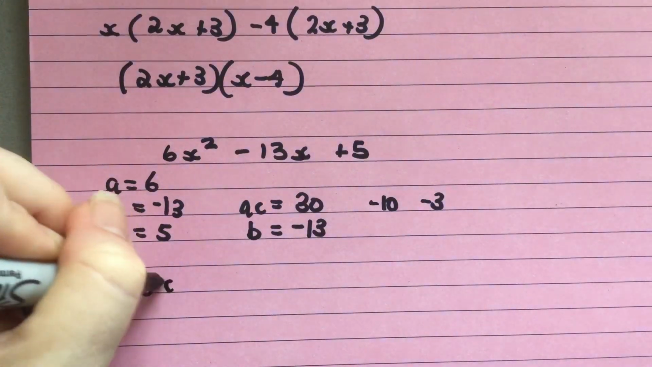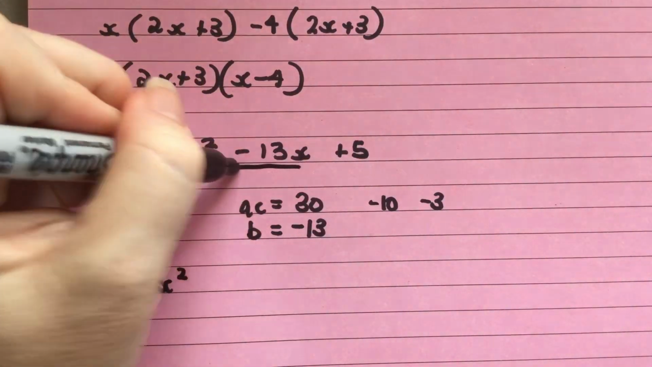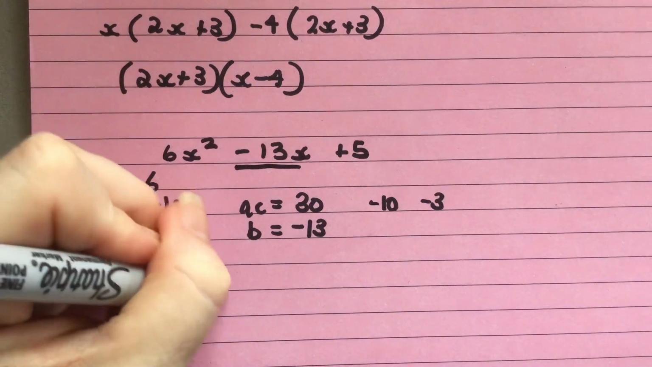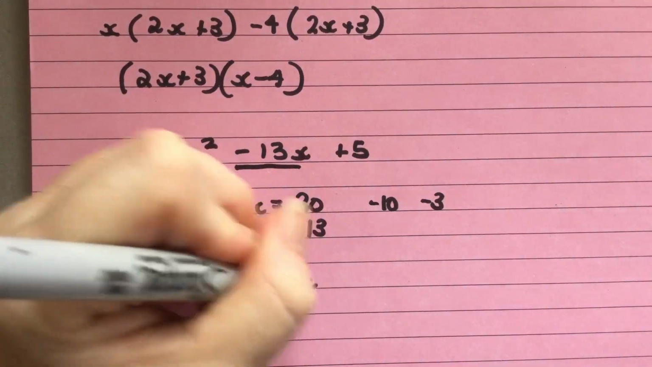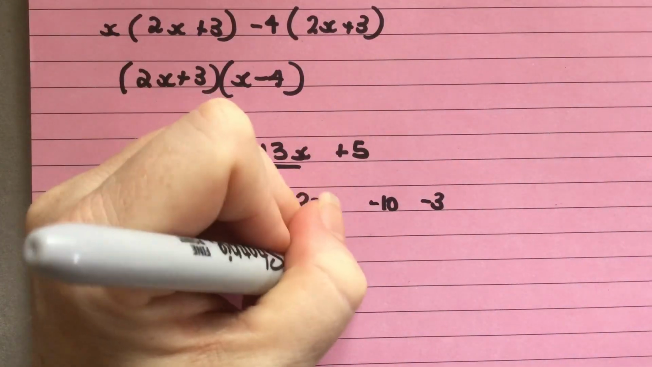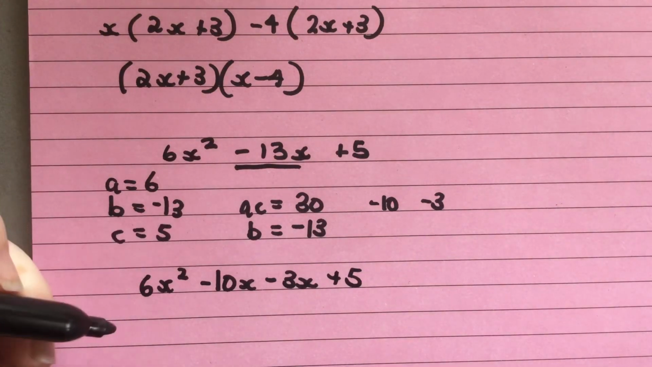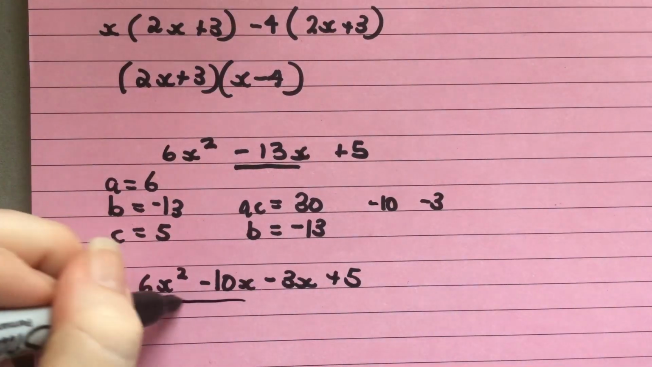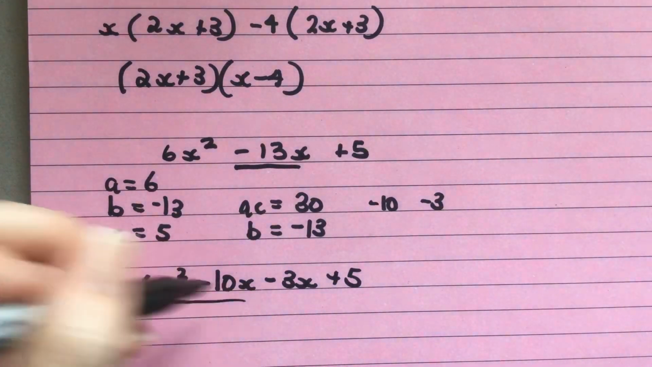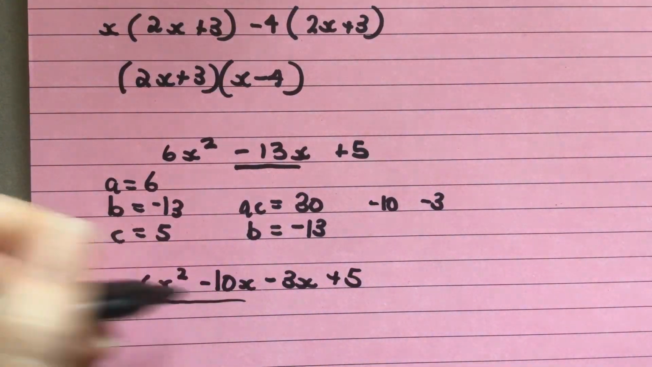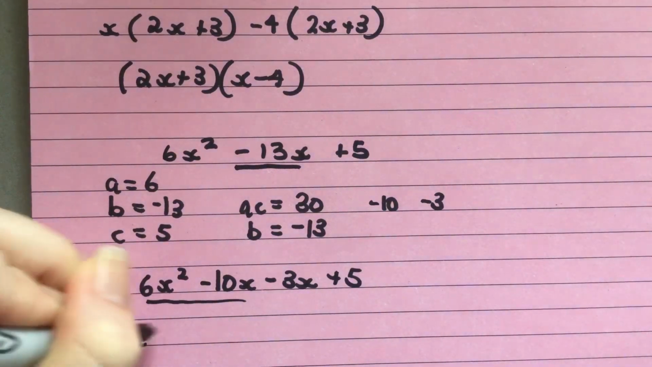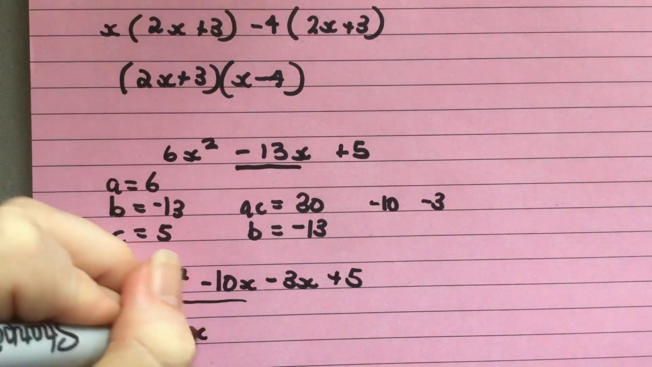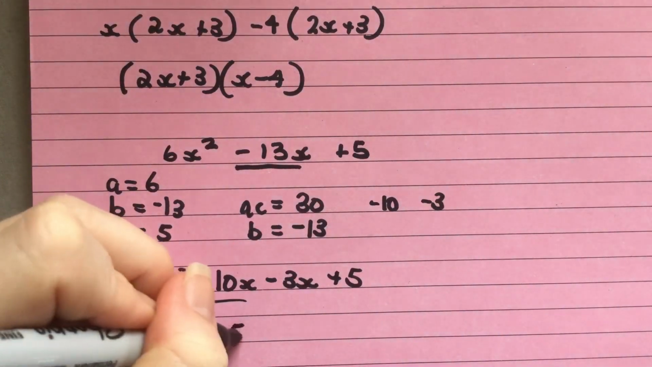I'm going to write my 6x squared. Instead of minus 13x, I'm going to have minus 10x take 3x, and then I'm going to have my plus 5 on the end. So now I'm going to look at the first two and look for common factors. So between the 6x squared and the minus 10x, I can take a 2x outside. That's going to leave me with 3x take 5.